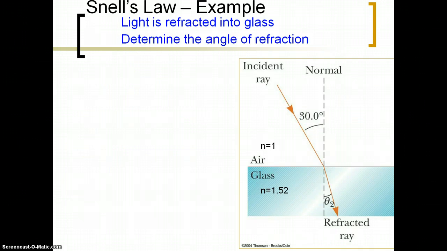All right. So here's an actual example. An incident ray that's at 30 degrees. Air, N is equal to 1. Glass, N is equal to 1.52. So the question is, what is the angle of the refracted ray? What is the value of this angle right here?